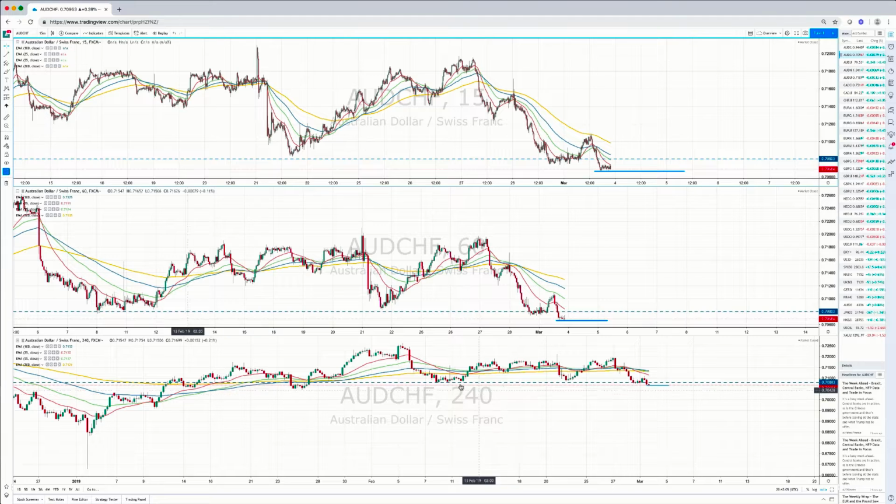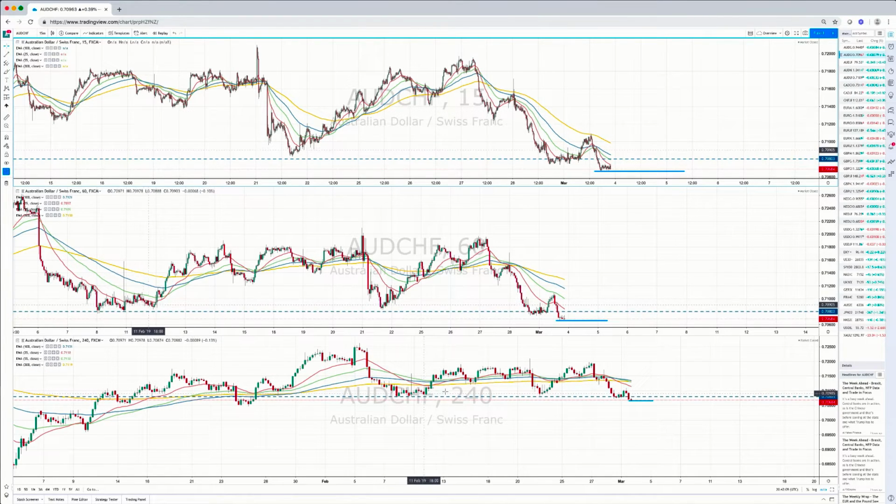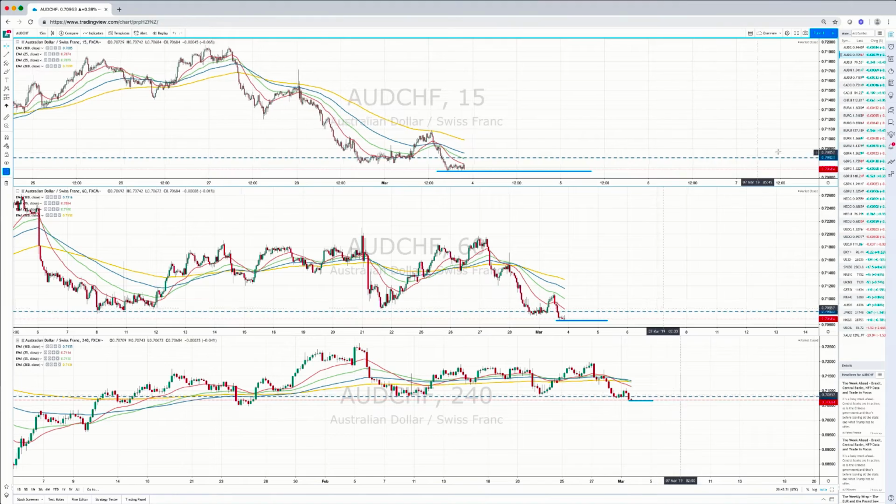We've broken through a previous level of support. You can see this on the 4-hour chart here. So structural support, we've broken beneath there. Yes, we have the little level beneath here at the 0.7045, which is a little bit of a risk, but having said that, I really do like the look of this setup.